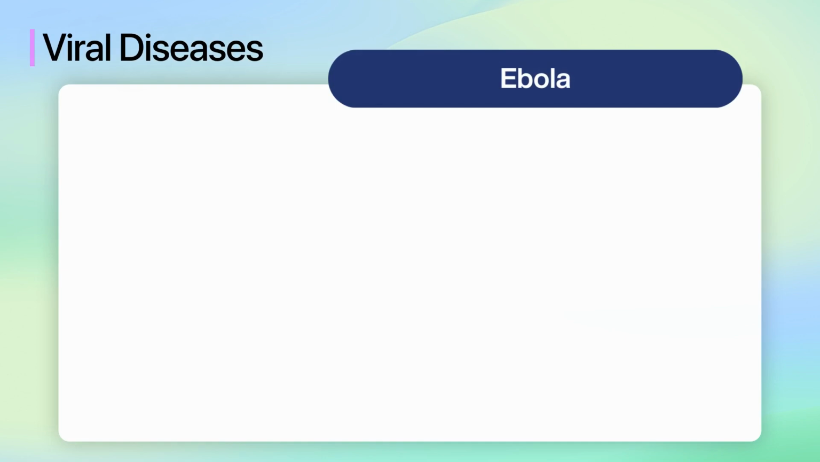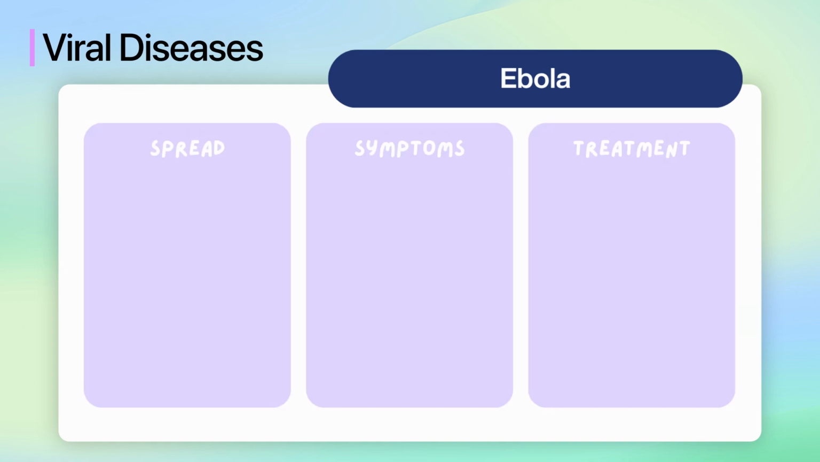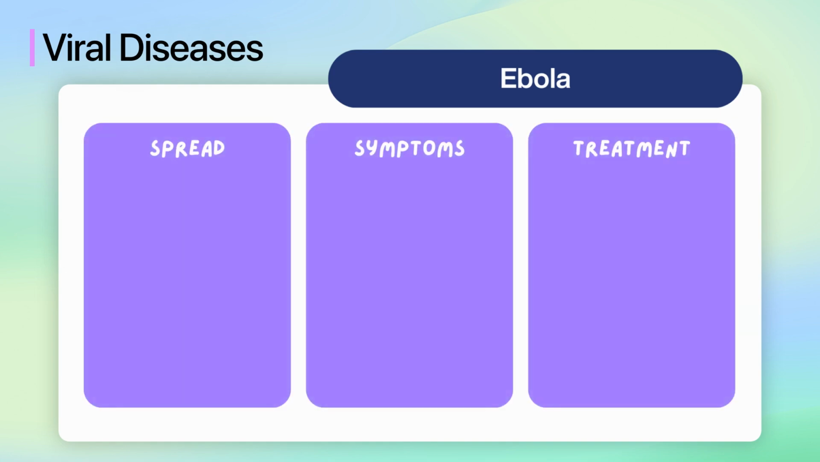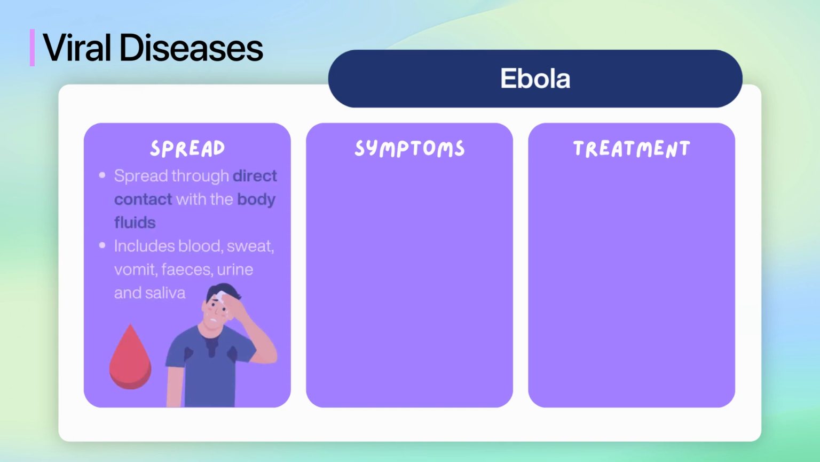The Ebola virus can cause severe and often fatal disease in humans. Understanding how Ebola spreads, the symptoms it causes, and how to prevent transmission is important for controlling potential outbreaks. Ebola is spread through direct contact with the body fluids of an infected person. This can include blood, sweat, vomit, feces, urine, and saliva.